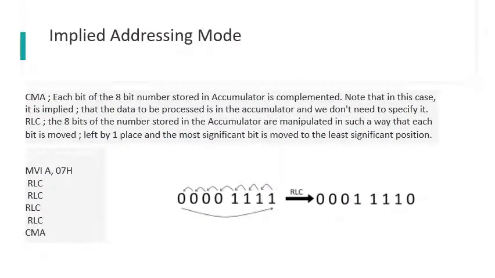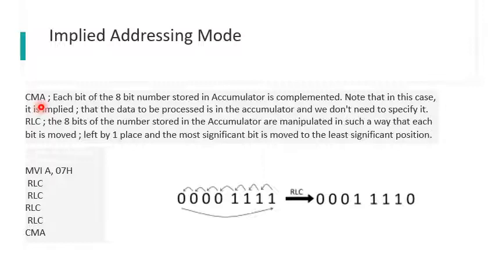Next, implied addressing mode. In this mode of addressing, the microprocessor already knows the location of data to process and the program does not need to define it explicitly. That information is already contained in the opcode. For example, the first instruction, CMA, complements the bits. Using our analogy, we can say that the instruction complement tells the microprocessor to go to the warehouse with the name A, access the content stored.